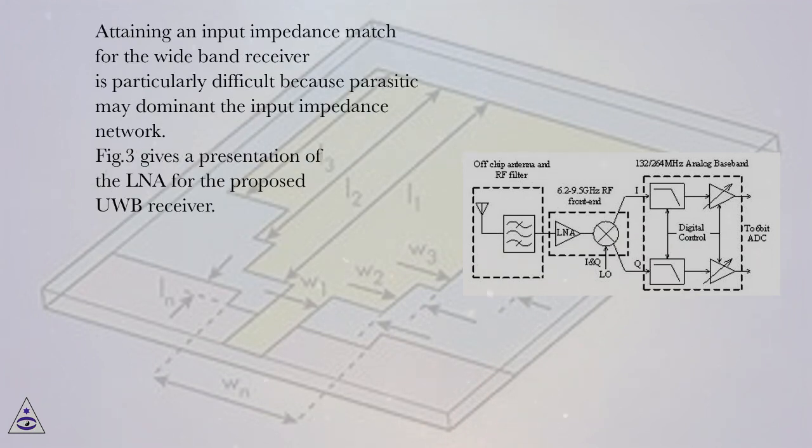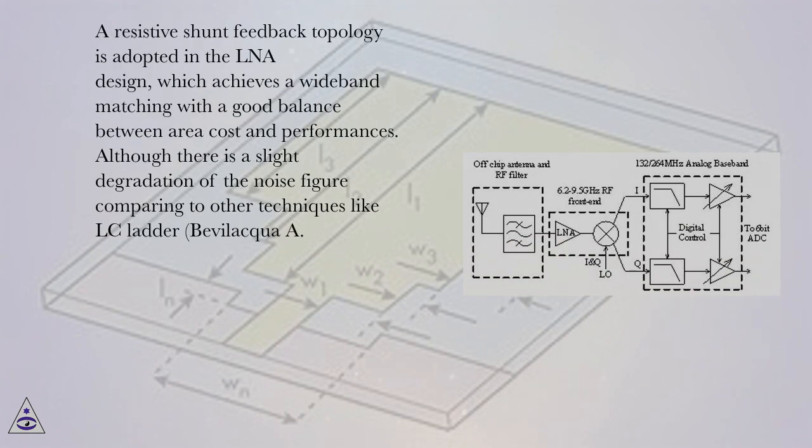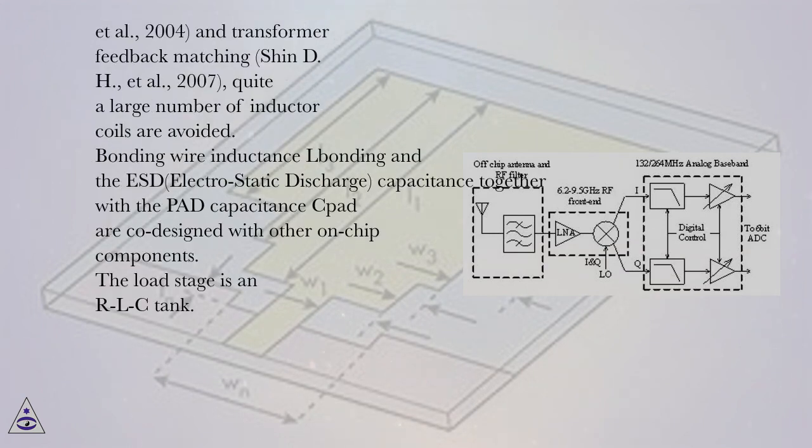Attaining an input impedance match with a wideband receiver is particularly difficult because parasitics may dominate the input impedance network. Fig.3 gives a presentation of the LNA for the proposed UWB receiver. A resistive shunt feedback topology is adopted in the LNA design, which achieves a wideband matching with a good balance between area cost and performance. Although there is a slight degradation of the noise figure compared to other techniques like LC ladder, Bevilacqua A. et al., 2004, and transformer feedback matching, Shindi H. et al., 2007, quite a large number of inductor coils are avoided.